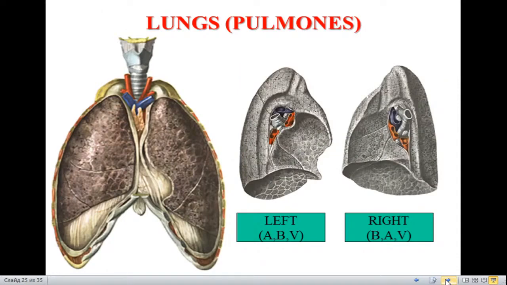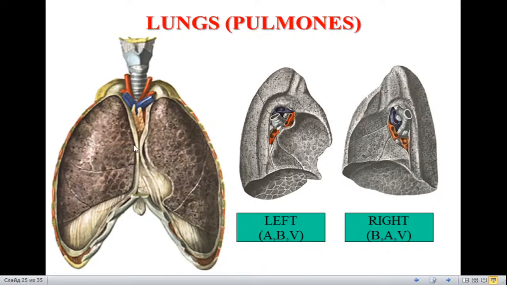Lungs. It's the main organ of gas exchange. The lungs are a paired organ, and we have a left lung and a right lung. The main bronchi and vessels enter and exit the lungs from their medial surface. This surface got the name mediastinal surface because it faces the mediastinum.